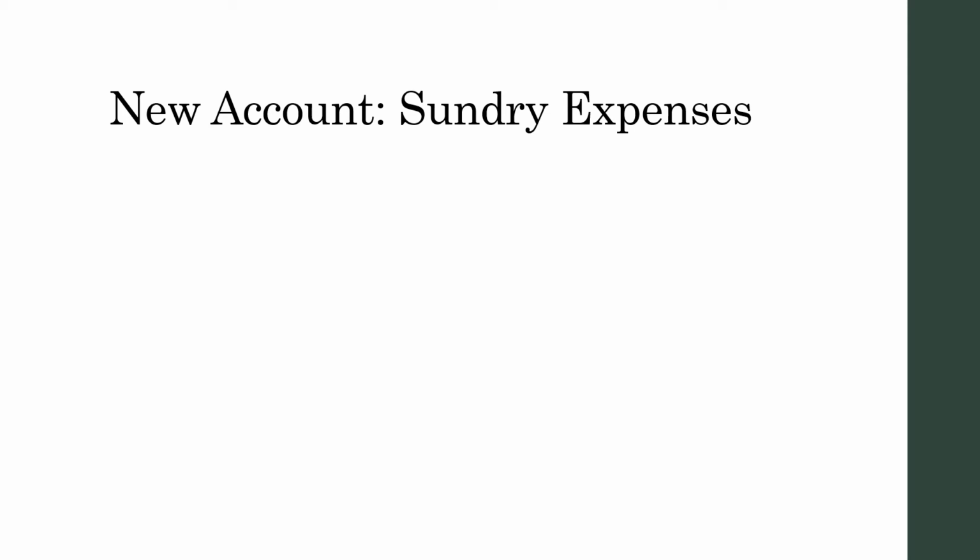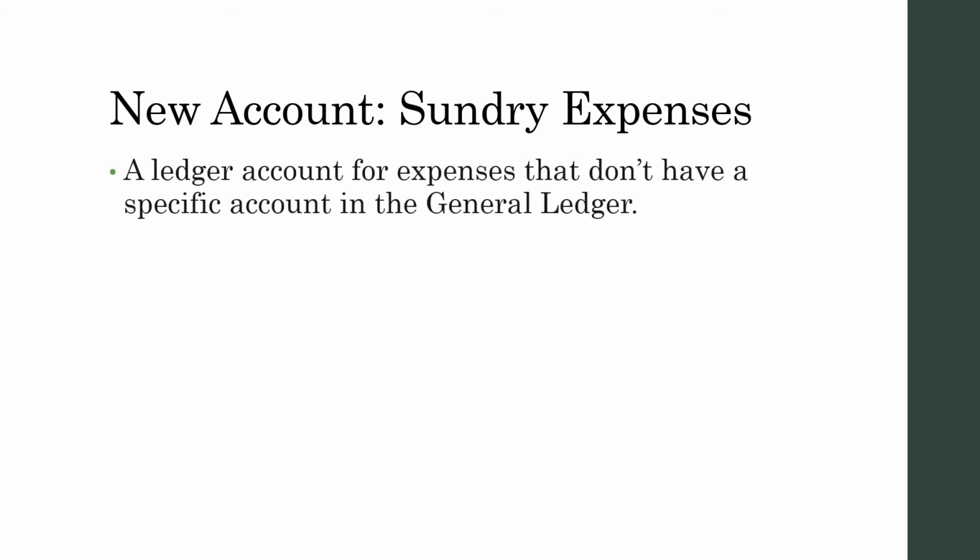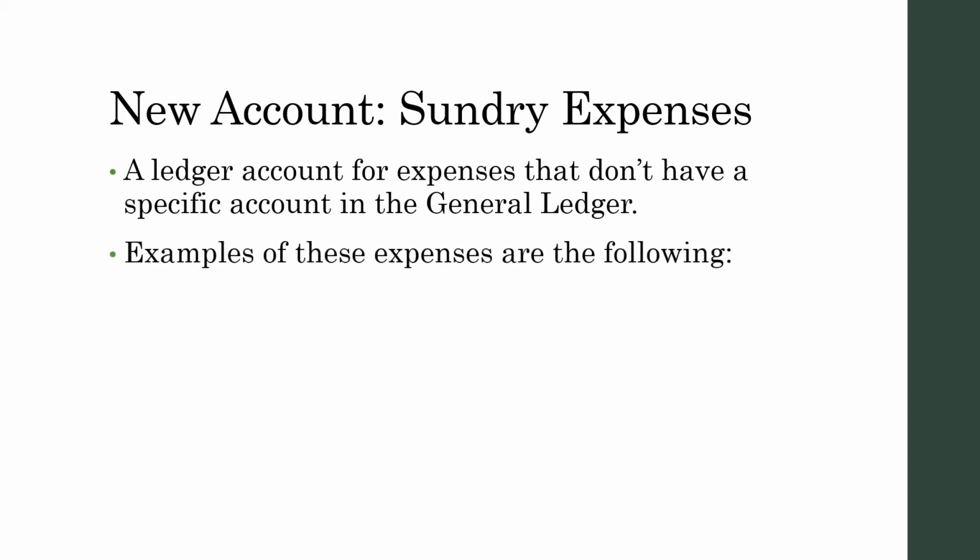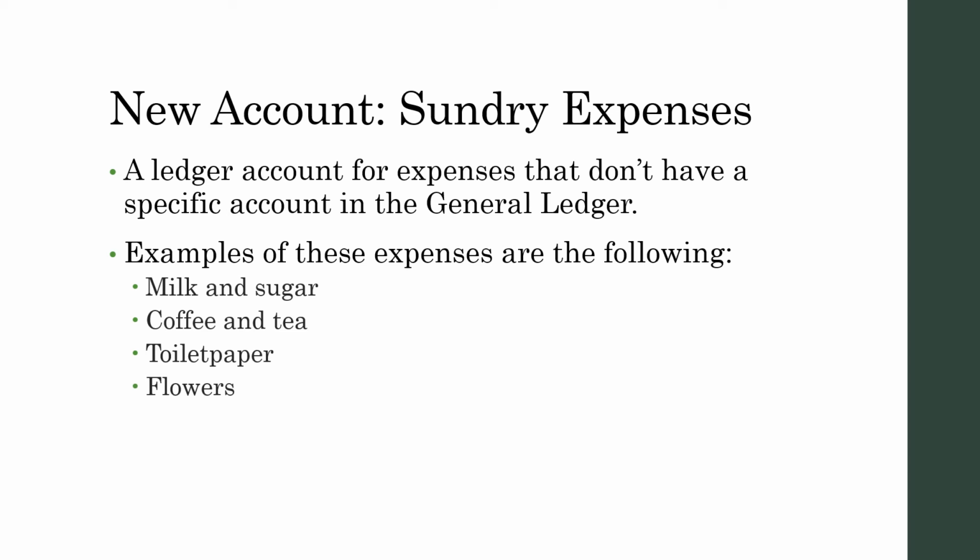There is a new account you need to know that is normally recorded into the petty cash book, that is sundry expenses. This is a ledger account for expenses that don't have a specific account in the general ledger. Examples of these expenses are the following: milk and sugar, coffee and tea, toilet paper, flowers, and so forth.